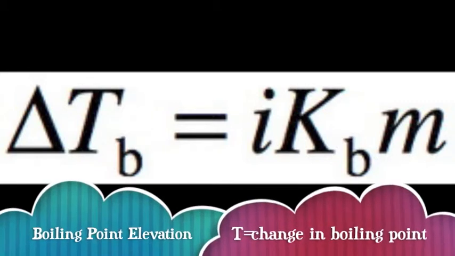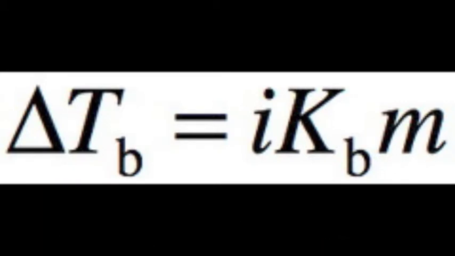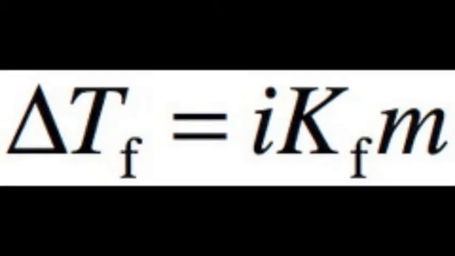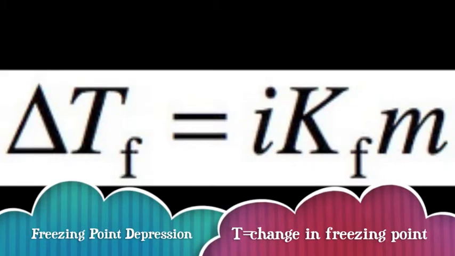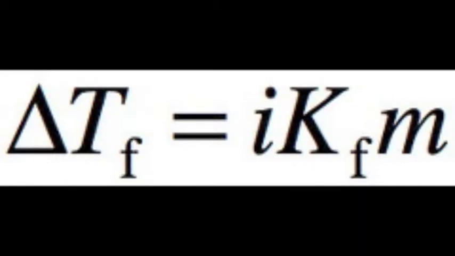We could get the change of boiling point by the equation delta T equals i, which is the van 't Hoff factor, times K, which is the molal boiling point elevation constant, times m, which is the molality of the solution. Similar for the freezing point change, delta T equals i times K times molality.